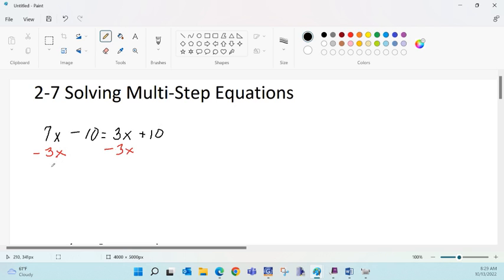When I do that, I'm left with negative 10 on this side. 3x minus 3x disappeared. Actually, over here, 7x minus 3x gives you how much? 4x. So 4x minus 10 equals 10. All right, so now that I have that, it comes down to something easier. And what do we do? Add 10. So I have 4x equals 10 plus 10, so 20.